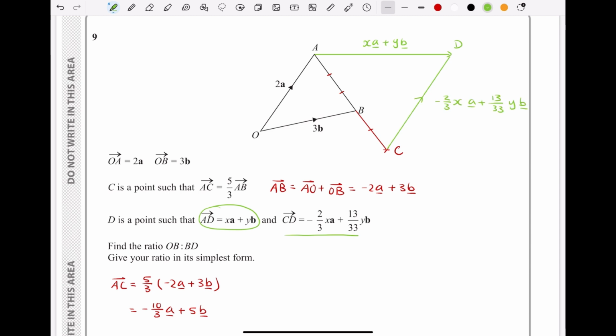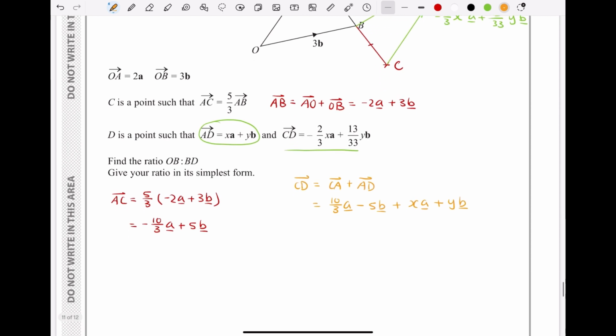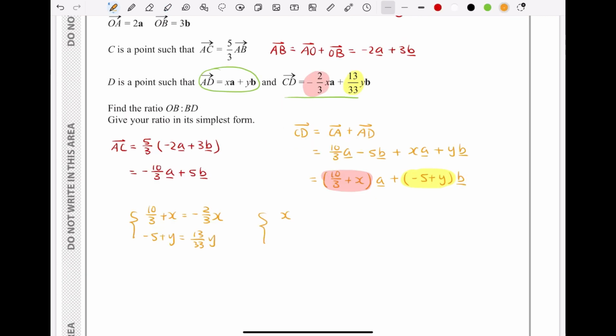And then we need to find the ratio OB to BD. Now we know what OB is, which is 3b. We need to find BD. Okay, so first we know CD is CA plus AD, which is 10 over 3 a subtract 5b plus xa plus yb. By collecting the like terms, we will have (10 over 3 plus x)a plus (negative 5 plus y)b. Now in the question, we are also told that CD is negative 2 over 3 xa. So that means 10 over 3 plus x is going to be negative 2 over 3 x. Negative 5 plus y is going to be 13 over 33 y. By solving the equations, we can find x is negative 2, y is 33 over 4.